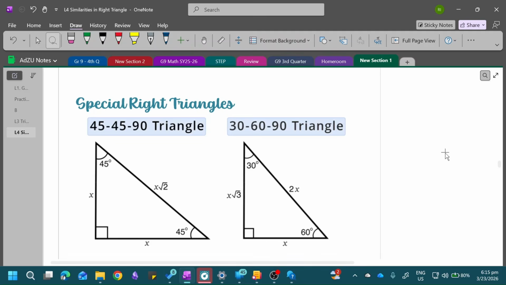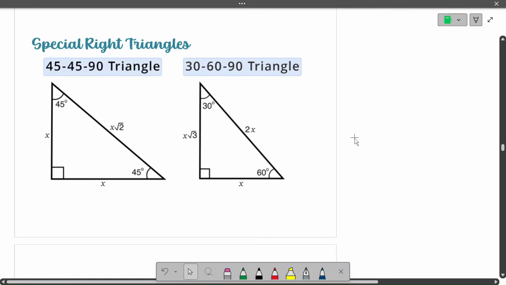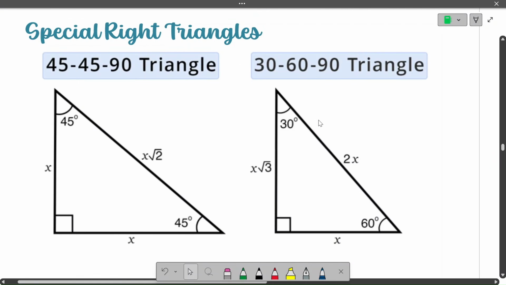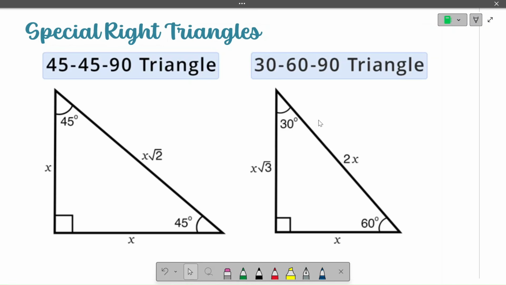So this is what I have. Let's reuse this so we can start right away. Okay. Special right triangles, they are special because they are most of the time being used. So we have two types, the 45, 45, 90 triangle and the 30, 60, 90 triangle. Two kinds pala, no? Not types.